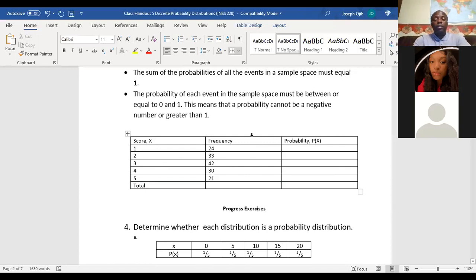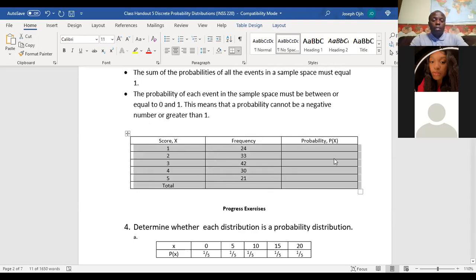Then we add all these numbers. Make sure I have everything right. Okay, look at the probability. If you add 24 plus 33 and all of them with a calculator, you get 150. So let's get the probabilities, each of them divided by 150. So the probability will now become, for example, 24 by 150.